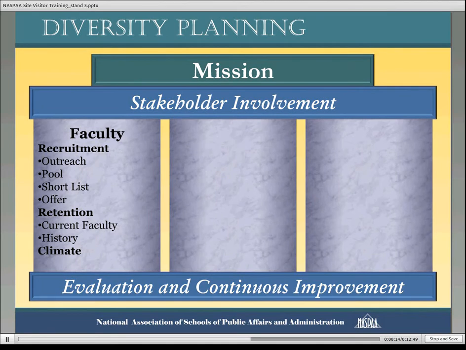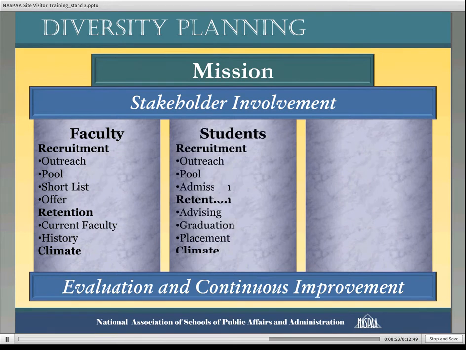And here there needs to be demonstration that there's a recruitment process that seeks diversity through its outreach, the development of its pools, the development of its short list and eventual offers. The retention of faculty is also important here, both of current faculty and its history in terms of holding on to faculty that are diverse and in the program. And then there has to be a climate of support and inclusiveness that is recognized within the program. So that should establish some of the key components of faculty diversity planning.